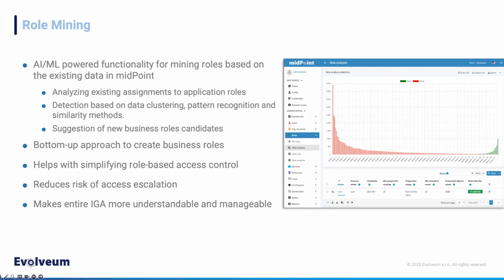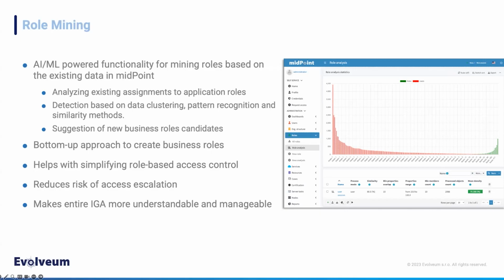Role mining is an AI-powered functionality for mining business roles based on the existing assignments to application roles in MidPoint. During the role mining session, existing assignments to application roles are analyzed with the aim to find business role candidates. Such candidates are detected based on data clustering, pattern recognition, and similarity methods. As the result, different data clusters are created with one or more suggestions for a new business role. Such business role suggestions are later analyzed, adjusted according to the business needs, and applied to the users.